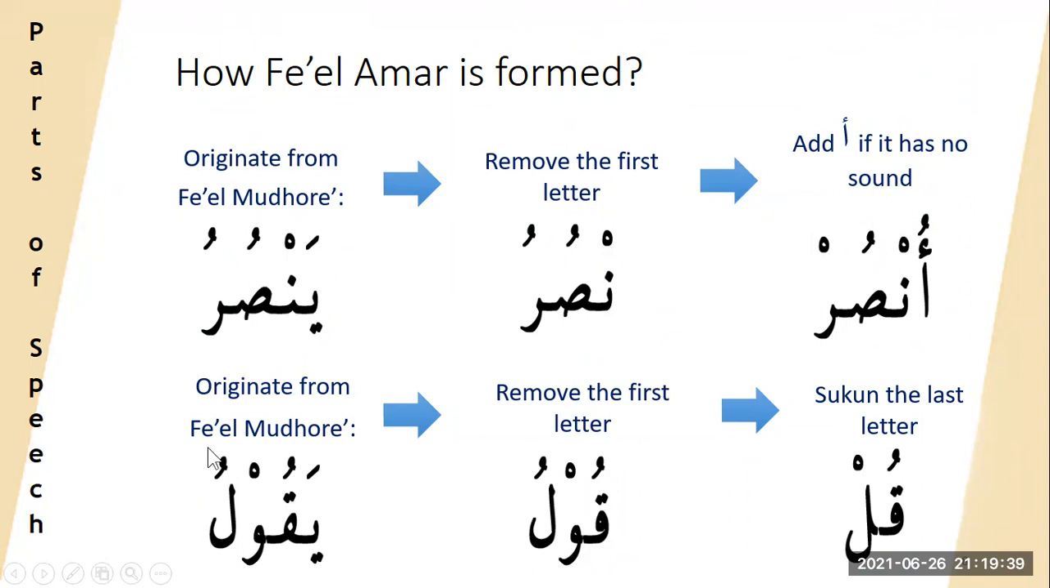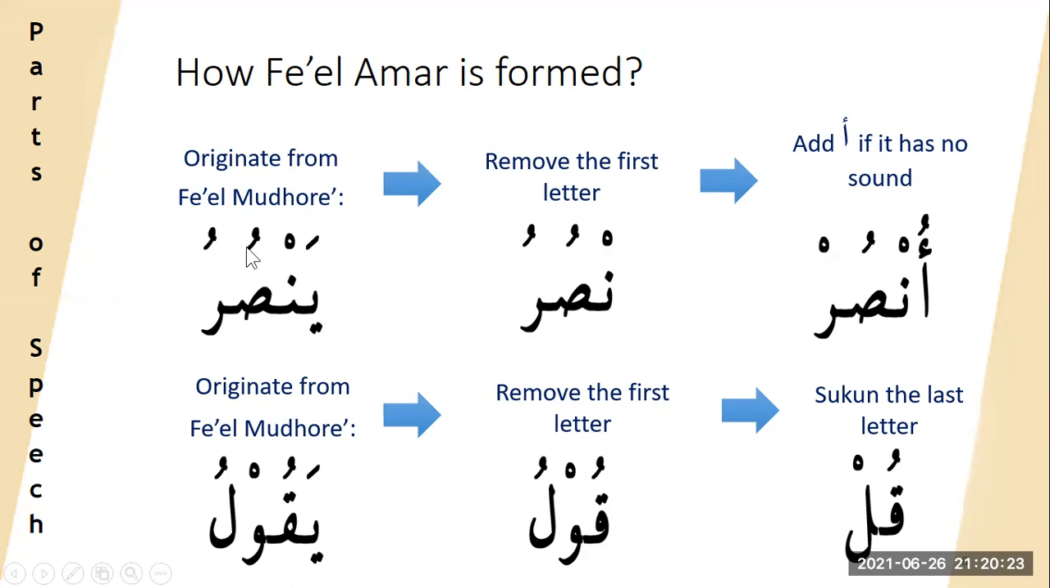How is fi'l amr formed? You take from the mudhari form. Like nasara yansuru. If yansuru, you remove the ya. Then when you remove the ya, you have nun with a sukun and ra with a dhamma. So the nun with a sukun, you cannot pronounce it, ansuru, right? So that's why you add a hamza in front. This hamza is called the enabling hamza, the hamza that enables the fi'l amr to be uttered, right? And the ra takes a sukun.